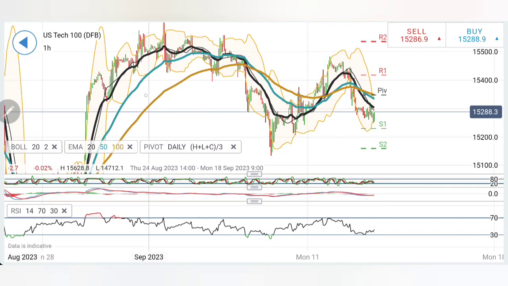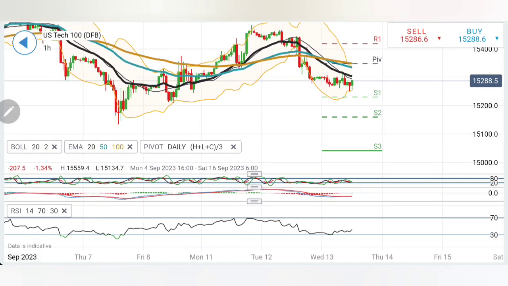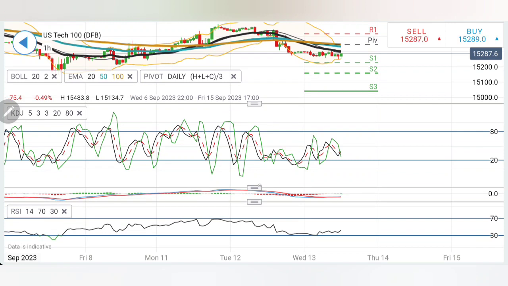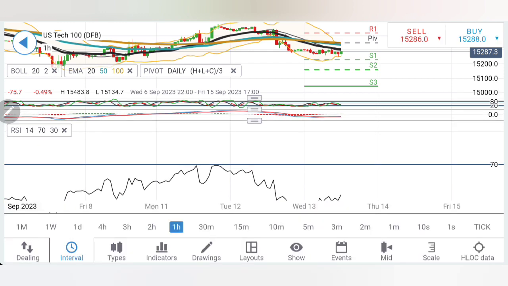Now let me show you what has happened so far. See, drop, retracement, drop again, and you can see higher highs, higher lows. So now it has to break below 15,200 and 15,150 levels in order to confirm the reversal. Stochastic has dropped and is rising. MACD is again crossing over for the buys. It is divergent and bullish. RSI is again rising. Good.